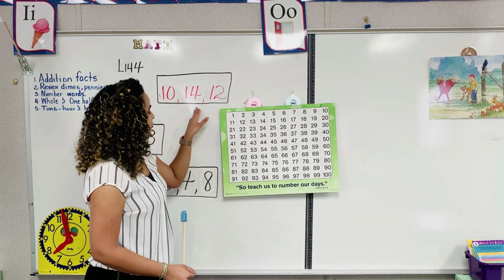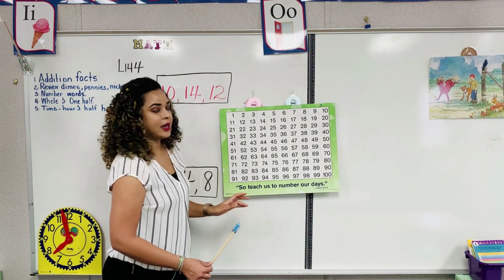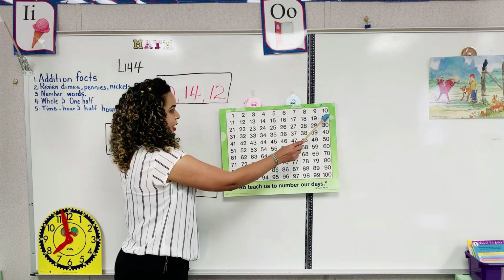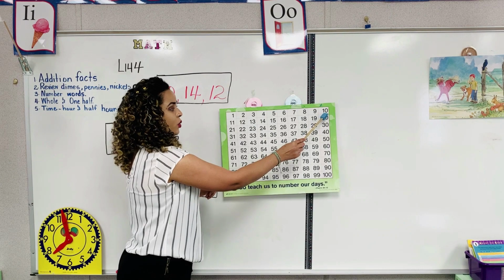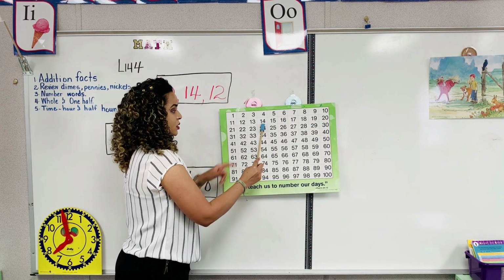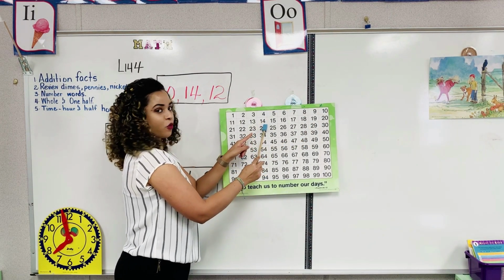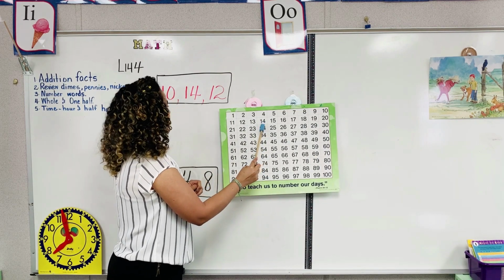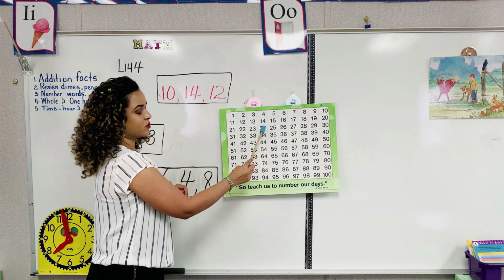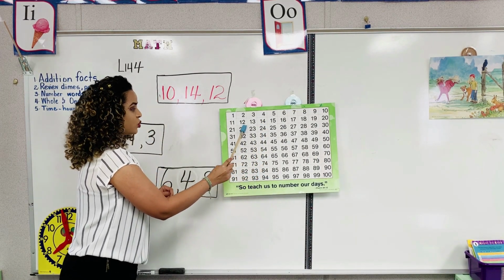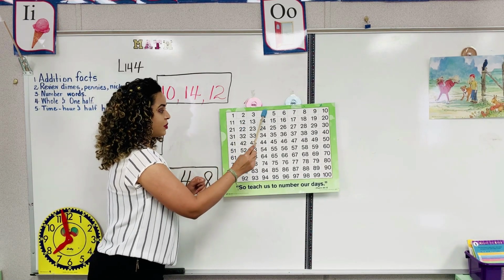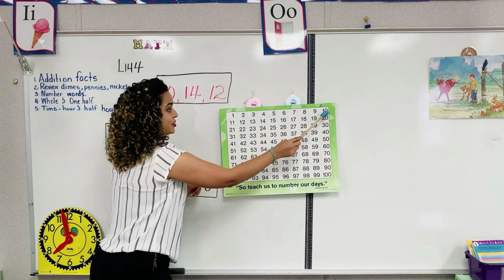So we have 10, 14, 12. Let's find 10 on the chart. 10. Then we are going to find 14. When I'm counting, 10 is before 14. Then I'm going to find 12. We almost forgot 12. So 12 is before 14, but after 10.